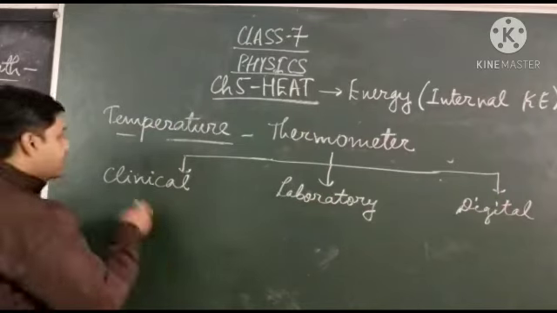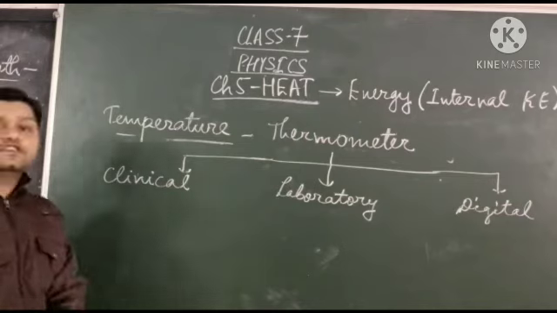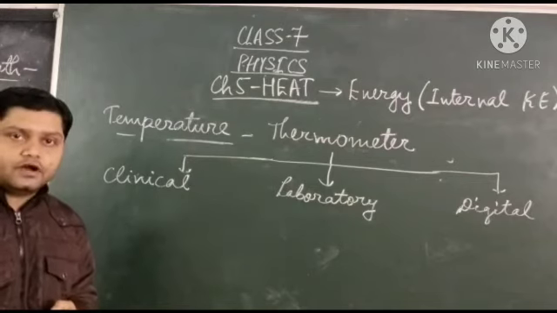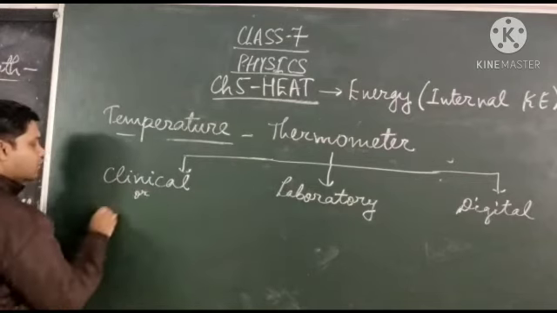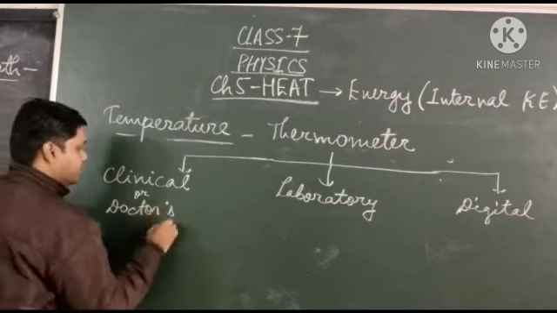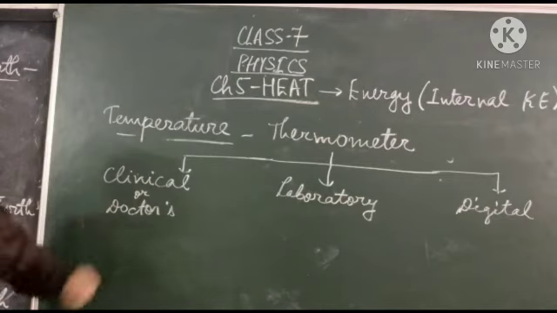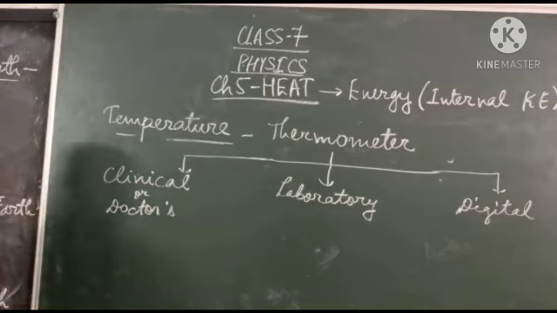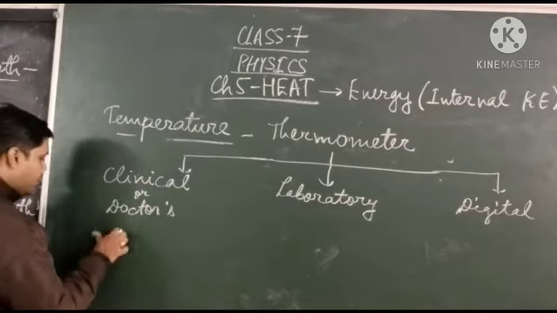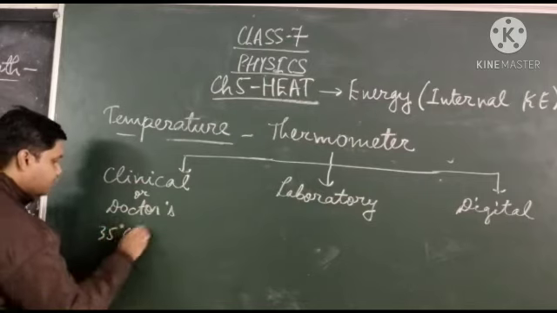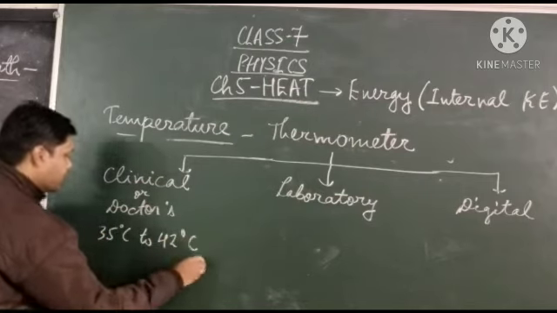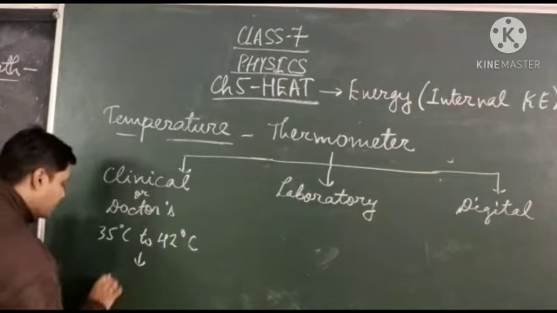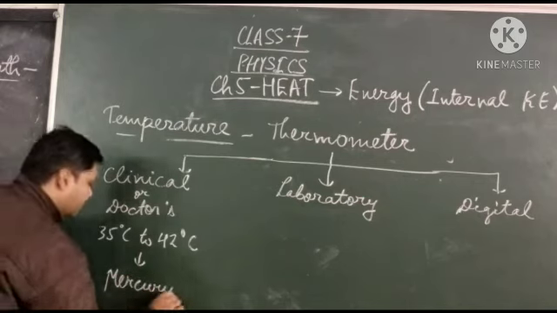The clinical thermometer is the thermometer used by us and by doctors at home for measuring the temperature of the body. Therefore, it is also known as the doctor's thermometer. Mainly, we have to study the range of the clinical, laboratory and digital thermometers. The clinical thermometer ranges from 35 degrees Celsius to 42 degrees Celsius. It has a very low range and it uses mercury as a thermometric liquid.